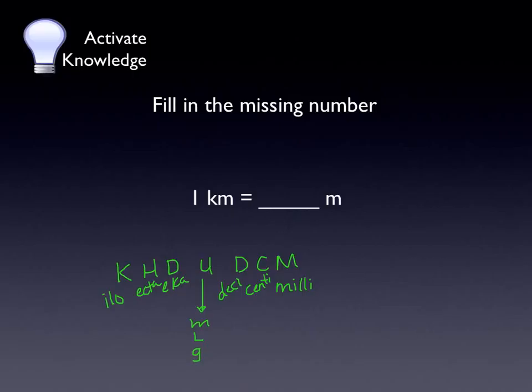So if we're going to start here at kilometers, whichever way you want to say it, and we're going to try to move here to meters, we're going to go 1, 2, 3 spots to the right, and because we're going to the right, we're going from larger to smaller. We're going to be moving our decimal point to the right. So if we've moved 1, 2, 3 spaces, we're going to need to add 1, 2, 3 zeros. So 1 kilometer is the same as 1,000 meters.